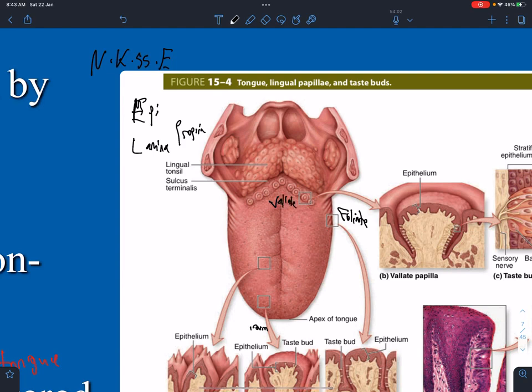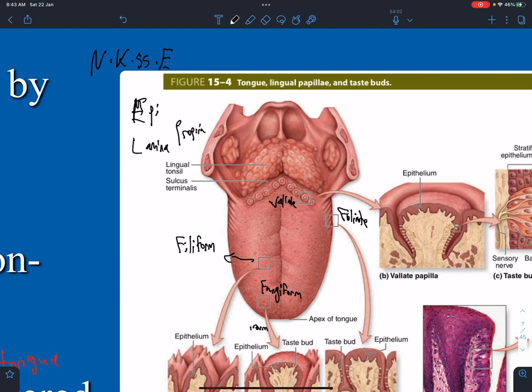So you got vallate papillae, foliate papillae at the edges or on the sides. On the edges, you've got fungiform papillae. And the last one, the papillae that makes up the majority of your papillae, is your filiform papillae.